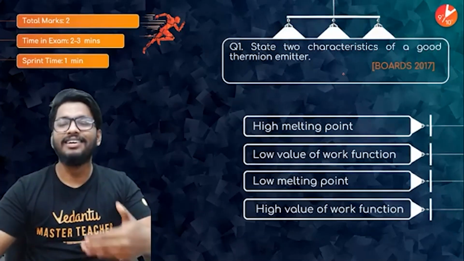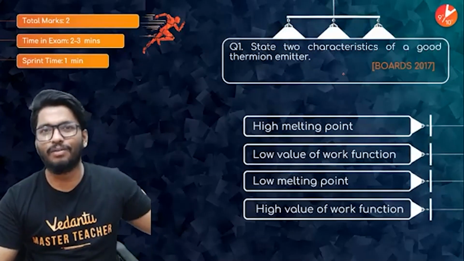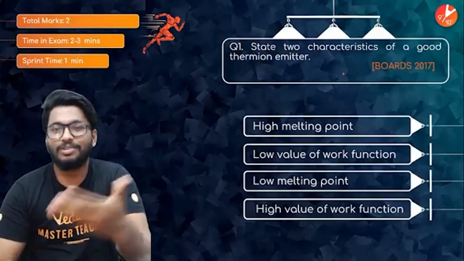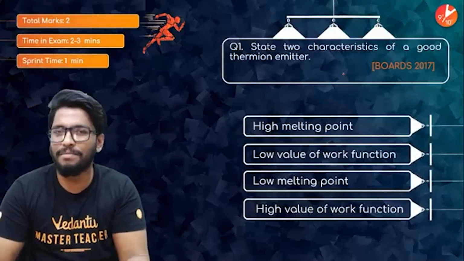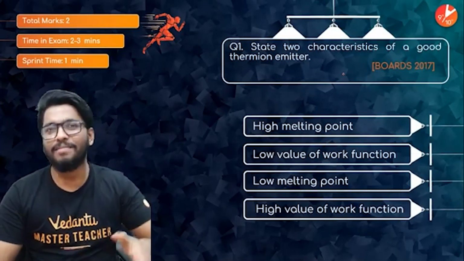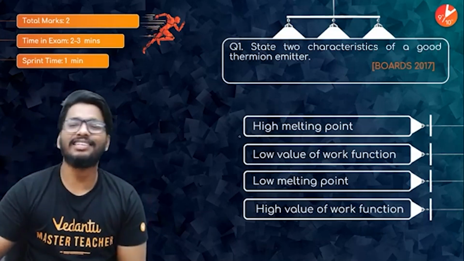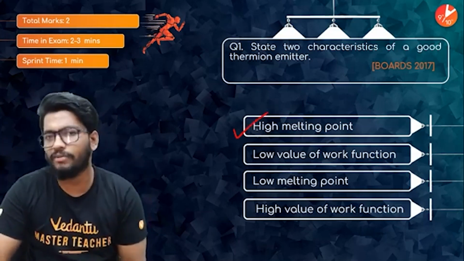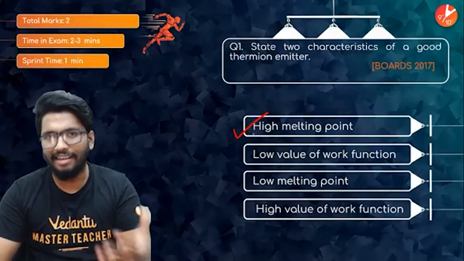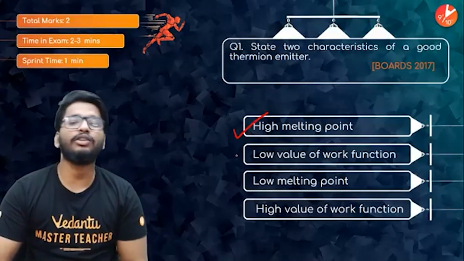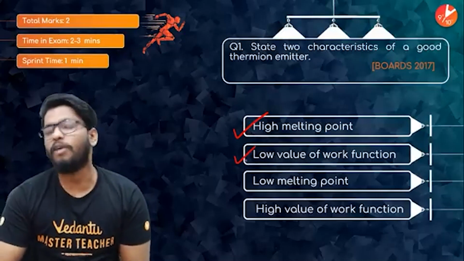But yes, whether you're watching while it's being premiered or watching the replay, it does not matter. Pause the video and try to answer the question for yourself. The answer, guys, would be that you need a high melting point. Obviously, you don't want the metal to melt. That is one thing. And yes, it should have a low value of work function.